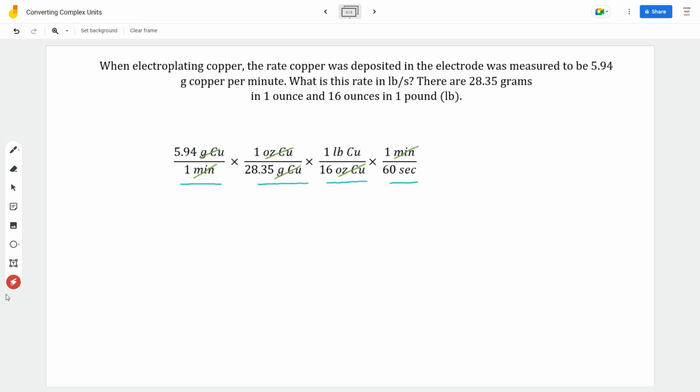Let's take a look at our calculation and see what units are left. So again, the grams and the minutes are gone. Ounces and grams are gone. I have pounds still left in the numerator.